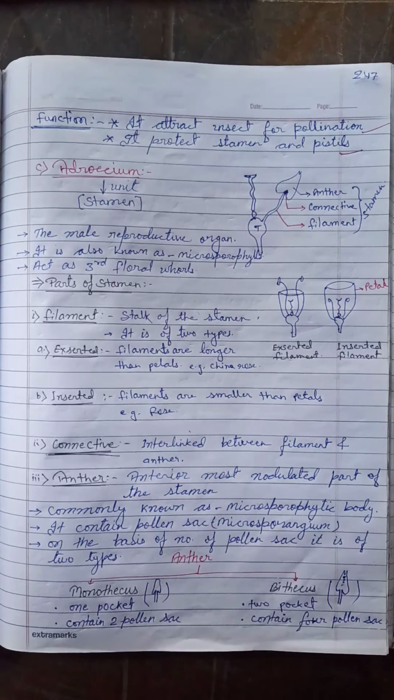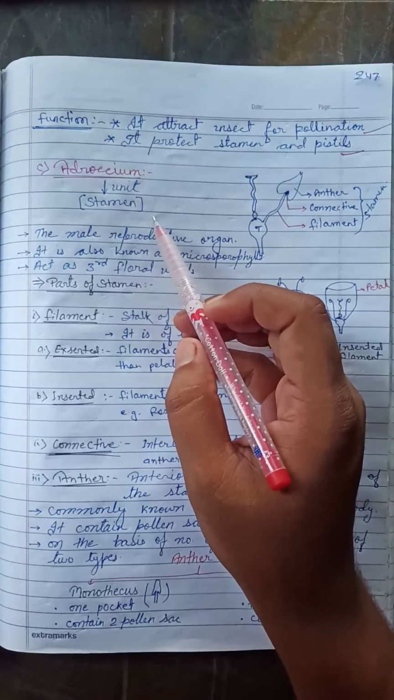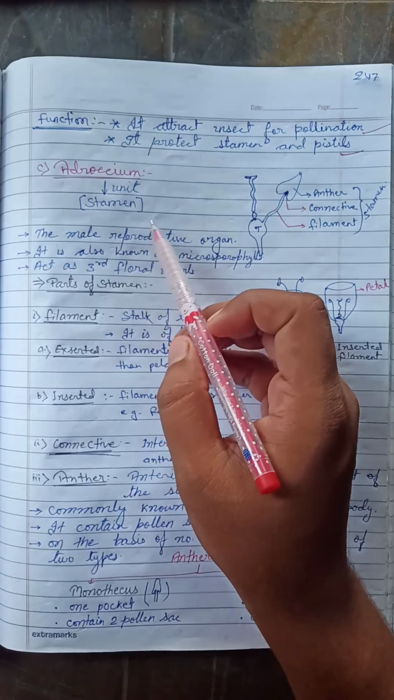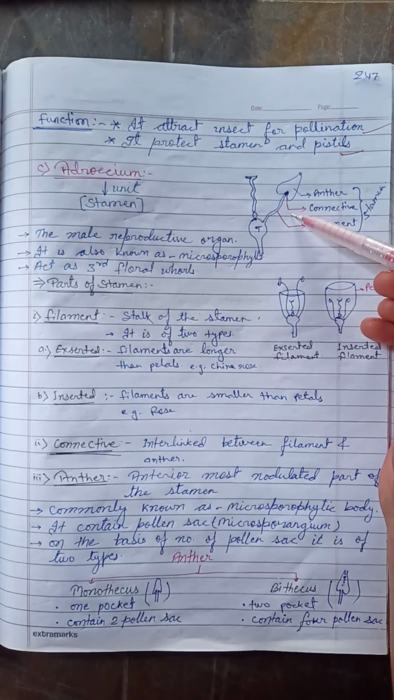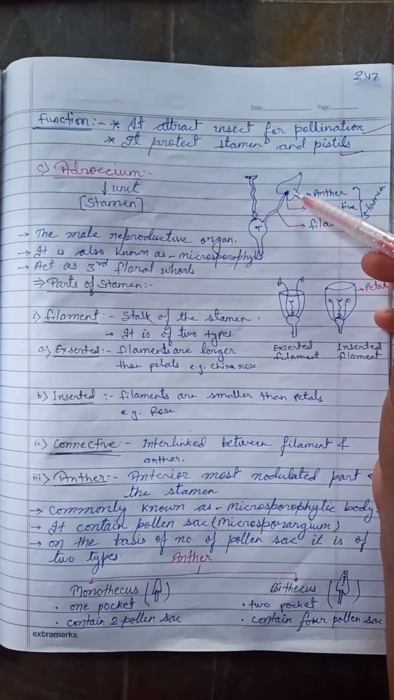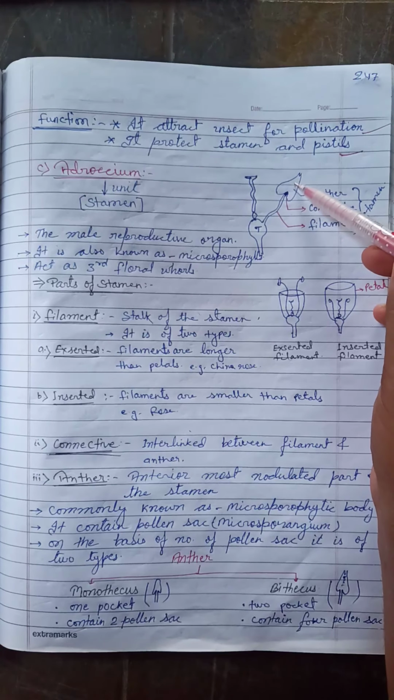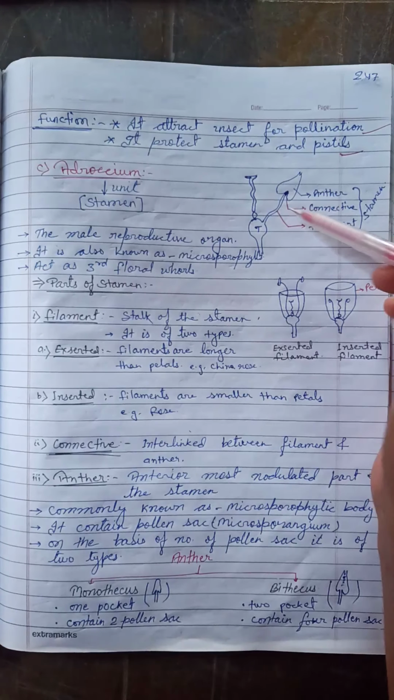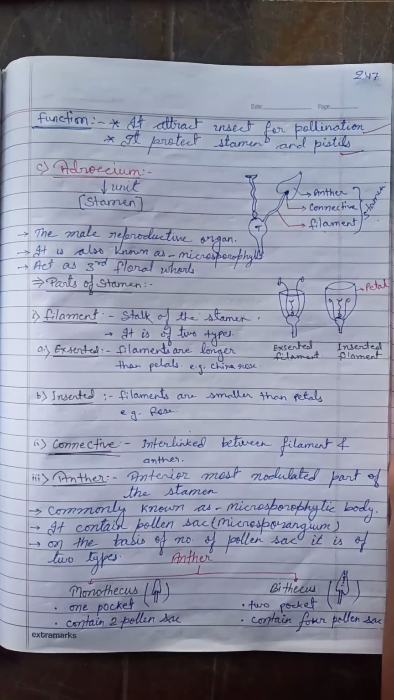Firstly, we have to discuss the androecium. Look here at the androecium. Androecium means the male reproductive part, and the unit of androecium is the stamen. It is the structural part of the stamen. The first and anterior part of the androecium is the anther, and the part where the anther and filament are attached is called the connective, and then there is the filament. These three parts collectively are called the stamen.